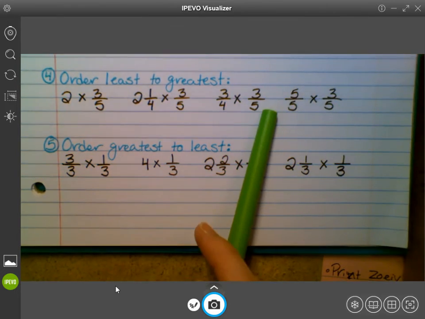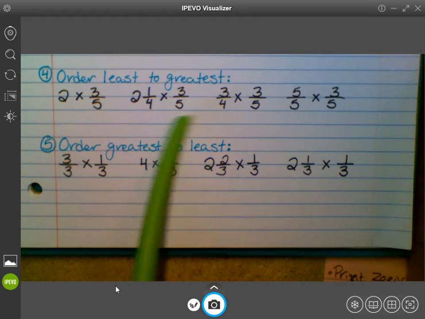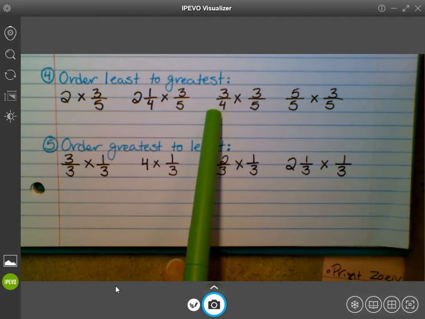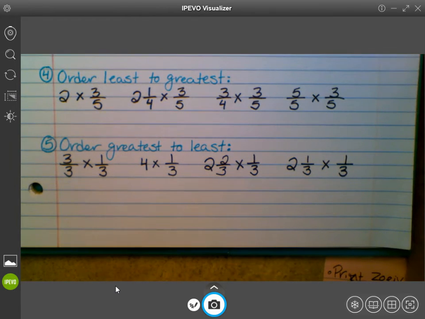So we need to focus on the number it's being multiplied by. So we have 2, 2 1/4, 3/4, and 5/5. What's a strategy we could use to order these from smallest to largest, or least to greatest? What's one thing we could do? Why don't you start by whispering with the person next to you? What can you do to figure out how to order these? Jack, what do you think? How would we figure out how to order these?